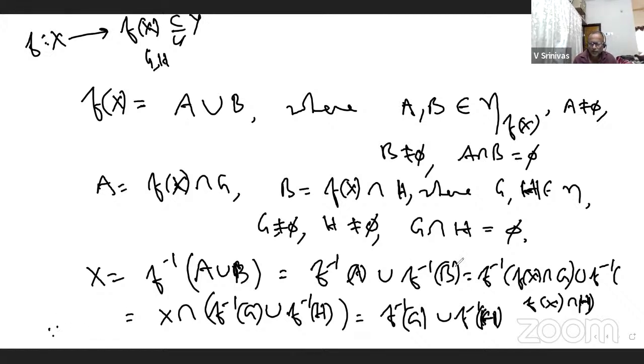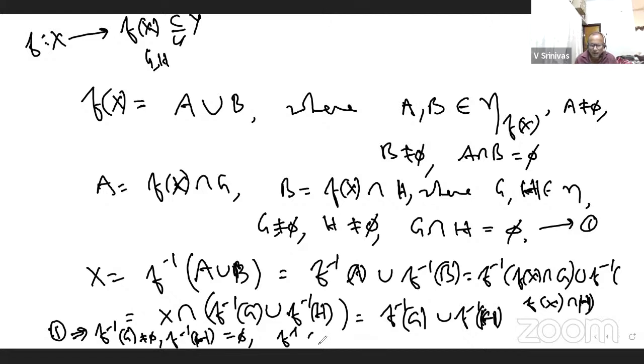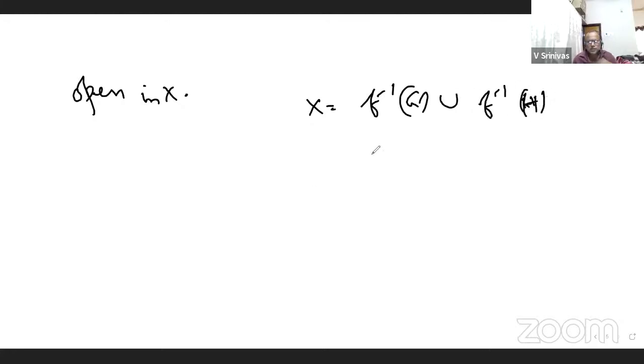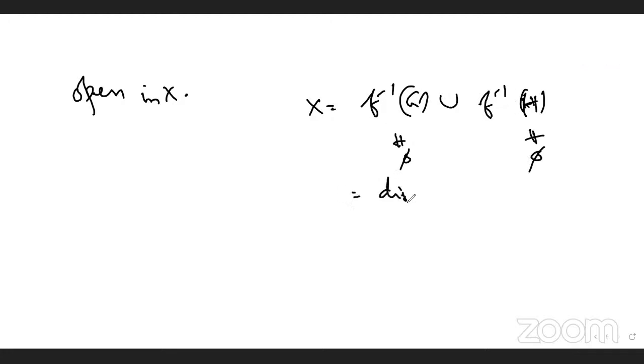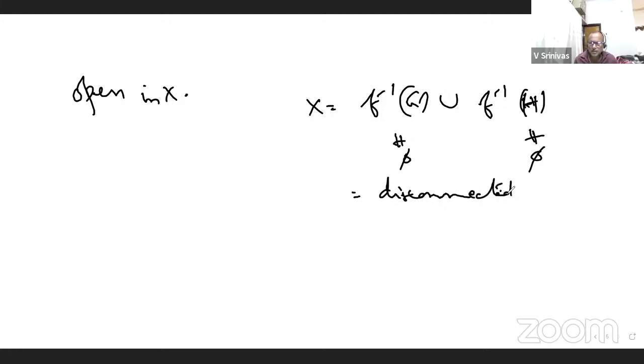So one implies that F inverse G is non-empty and F inverse H is non-empty, and F inverse G intersection F inverse H is empty, and these are open in capital X. Please show the previous page. F inverse G union F inverse H. So these two are open, non-empty sets, and they are disjoint. Therefore, this is a disconnection.